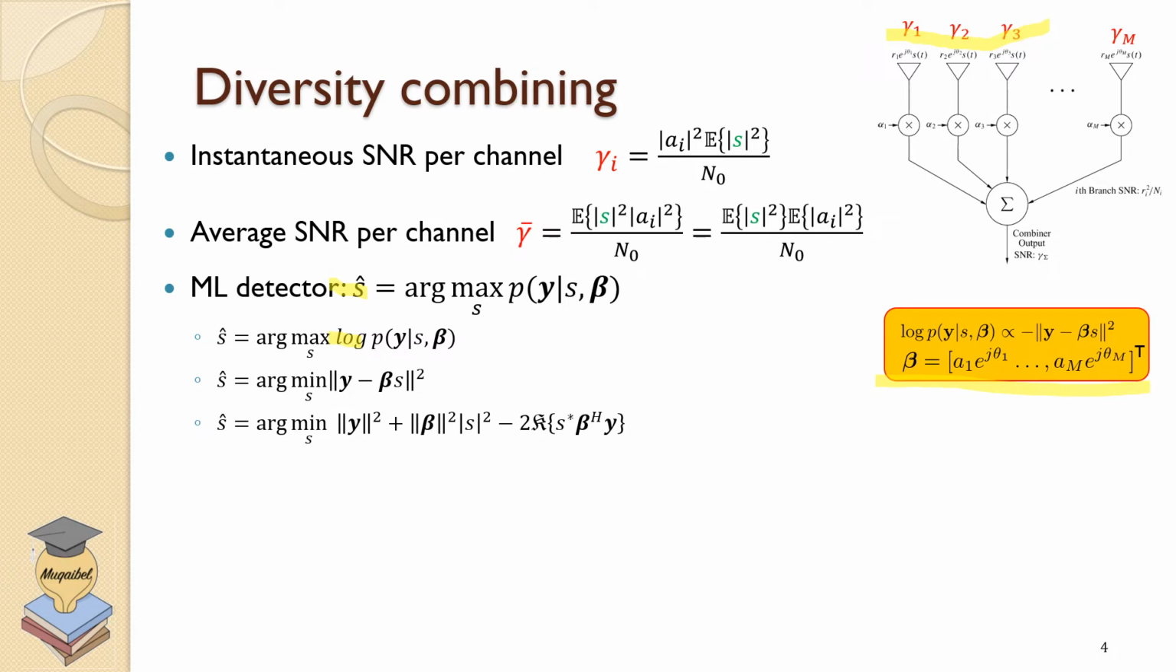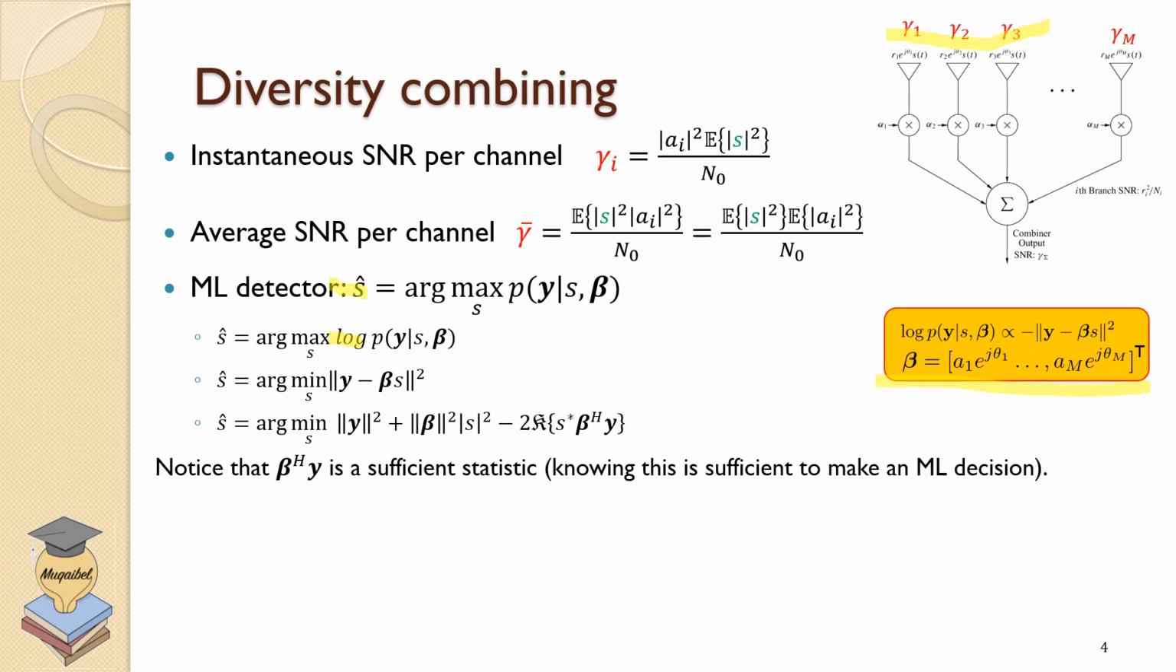Now we're looking for, okay, the first term is not a function of S. So this does not change from one S to another. We're going to change S. So this is not a very important quantity. This term is not a function of Y, so it does not depend on the received Y. The only term that's a function of S and Y is this quantity. And we can see that we have beta H times Y as a sufficient statistic. That's knowing this quantity is sufficient to make a maximum likelihood decision.